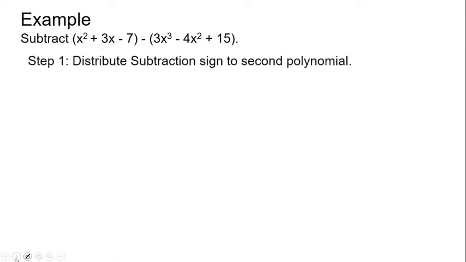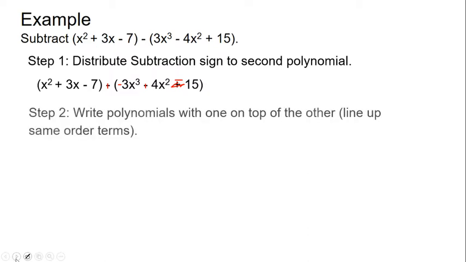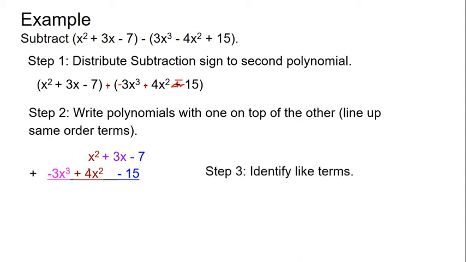So remember, our first step is we're going to distribute that subtraction sign inside. So we're just going to change all of these. So we're going to end up with a plus here, a minus, a plus, and then a minus instead of that plus sign there. Then our next step is we've got to write the two on top of each other and then identify like terms. So it's nice if you line them up here so that you have them in order. Identify your like terms, which I did here in the different colors so that you can easily see it.